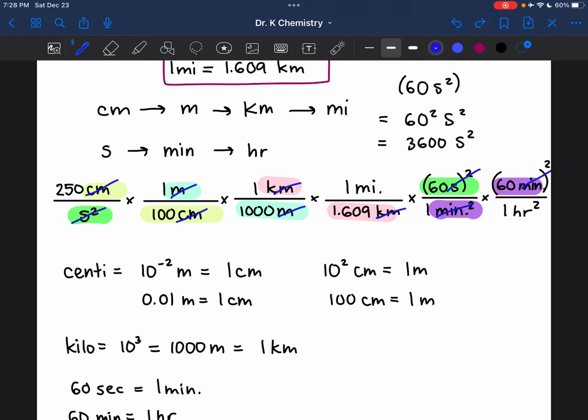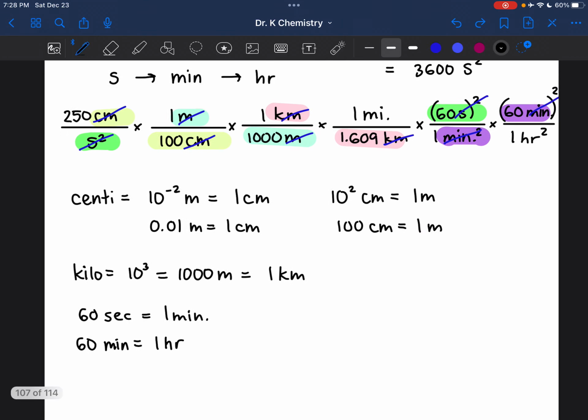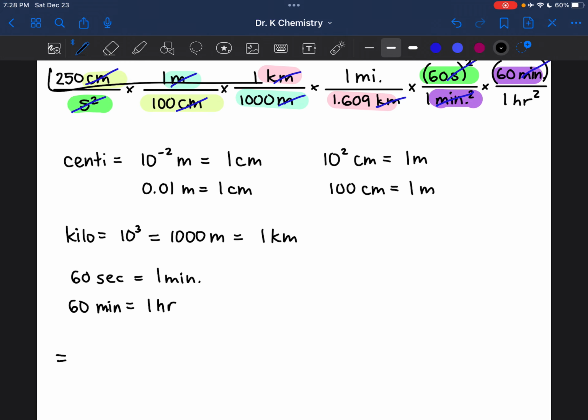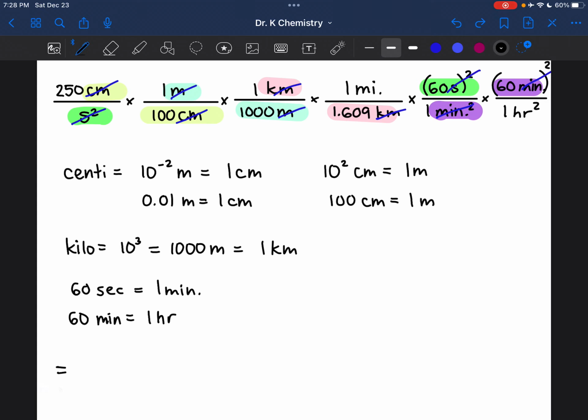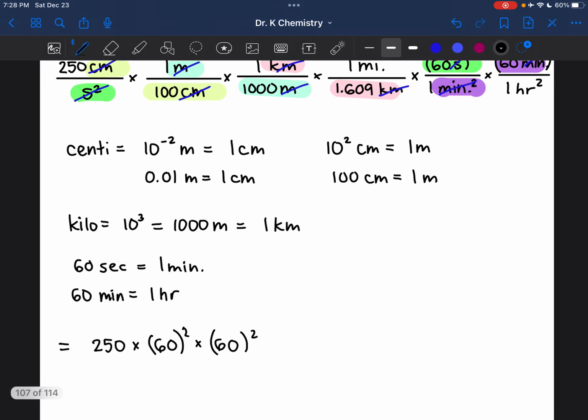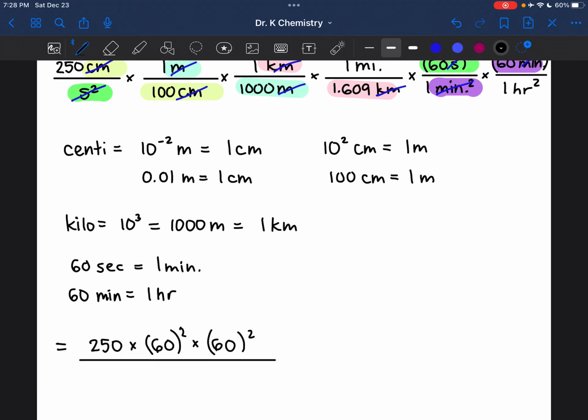Now that all of our units are where they need to be, we just need to plug this in. So everything up top will get multiplied. And here you want to make sure that you are squaring each number. So it'll be 250 times 60 squared times 60 squared. And if you want to be extra careful, you can put this in parentheses in your calculator to make sure that it gets squared first before it continues. You do not want to multiply everything and then square that entire value.